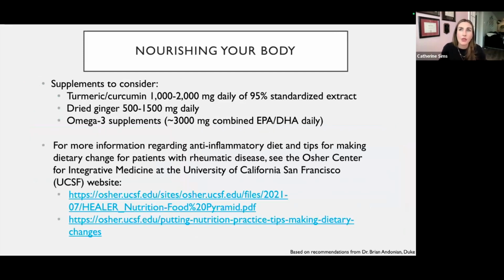There's really not data that any specific supplement over the counter is anti-inflammatory, but there are three that I have listed here that do have some legitimate data. Turmeric, which you can either cook with or take supplements of, and dried ginger, or you can drink ginger tea.